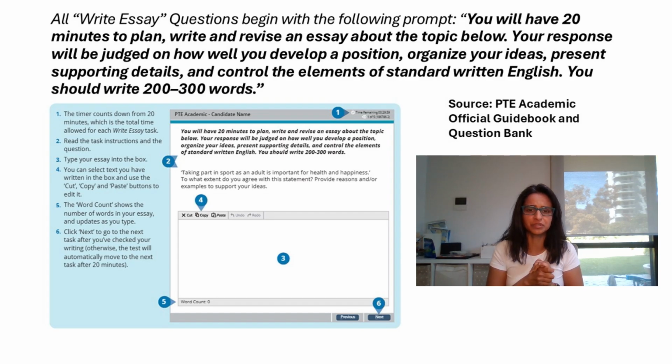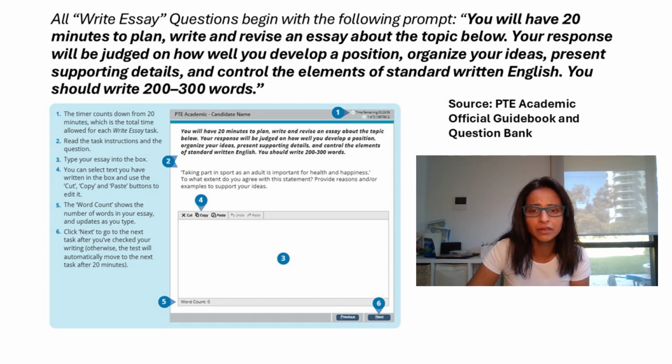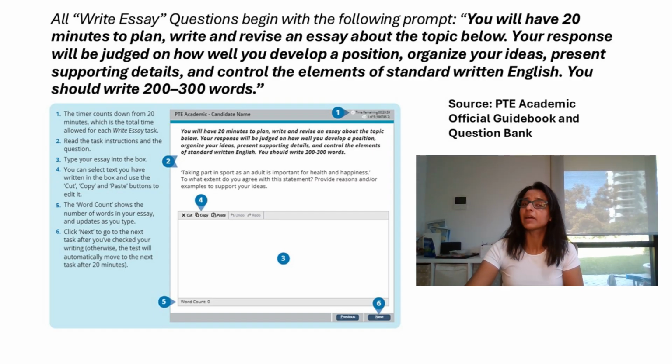Okay? So you will see that there's a timer. Okay? And this is the task instructions. This is the answer box. All right? Then there's a word count, you will see, and then you press next when you're ready to go. If you aren't ready, it will automatically go to the next as soon as the 20 minutes is up.